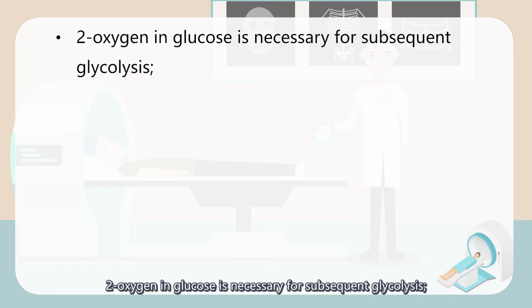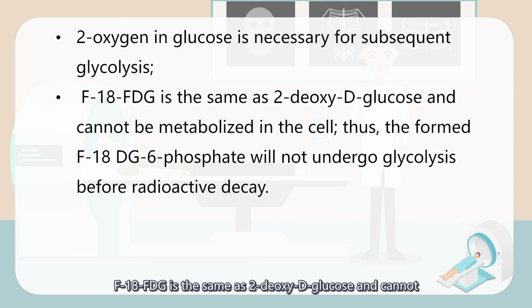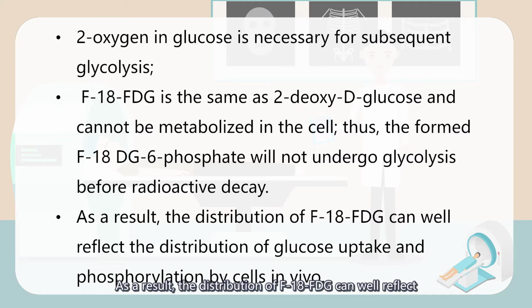The 2-oxygen in glucose is necessary for subsequent glycolysis. F18-FDG is the same as 2-deoxy-D-glucose and cannot be metabolized in the cell. Thus, the formed F18-DG will not undergo glycolysis before radioactive decay. As a result, the distribution of F18-FDG can well reflect the distribution of glucose uptake and phosphorylation by cells in vivo.